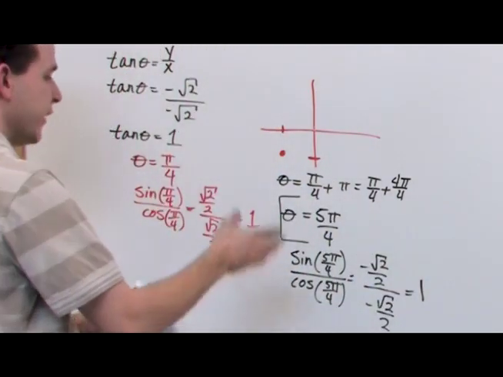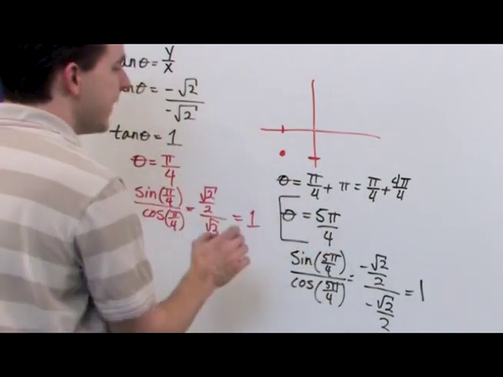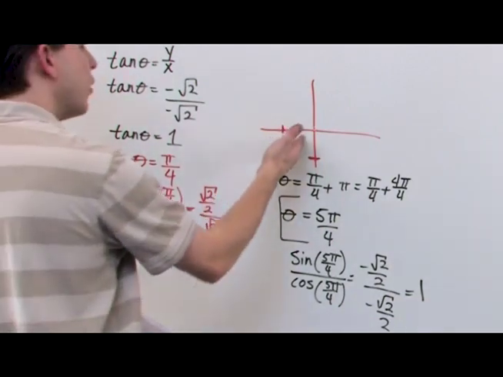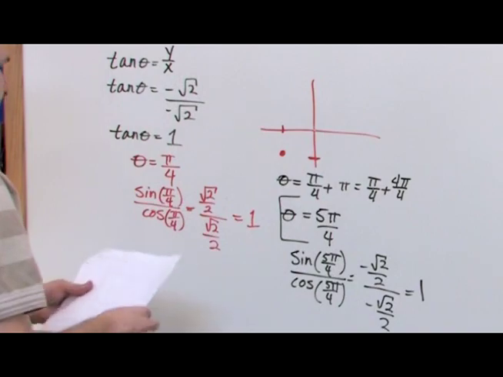So what I've found here is that sine over cosine, which is the tangent of this angle that I have found, is equal to 1. I'm proving it to you. I'm showing you that this angle also has a tangent equal to 1, and it's in the proper quadrant. So you have to be on the lookout for that.